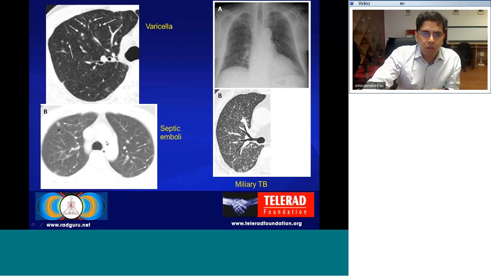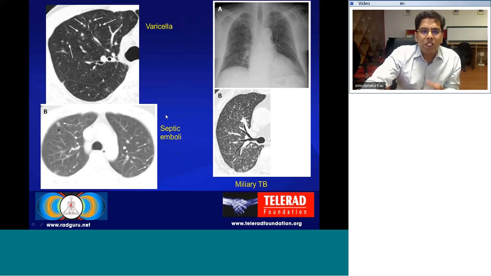The left bottom image shows septic emboli, which are classically randomly distributed and peripherally located. The majority of them show cavitation. So that's what you have to remember. If you ever see cavitating nodules at the periphery, randomly distributed, they are not round like metastatic cannonball lesions. They're usually a little ill-defined with cavitation. That's when you can think of septic emboli.